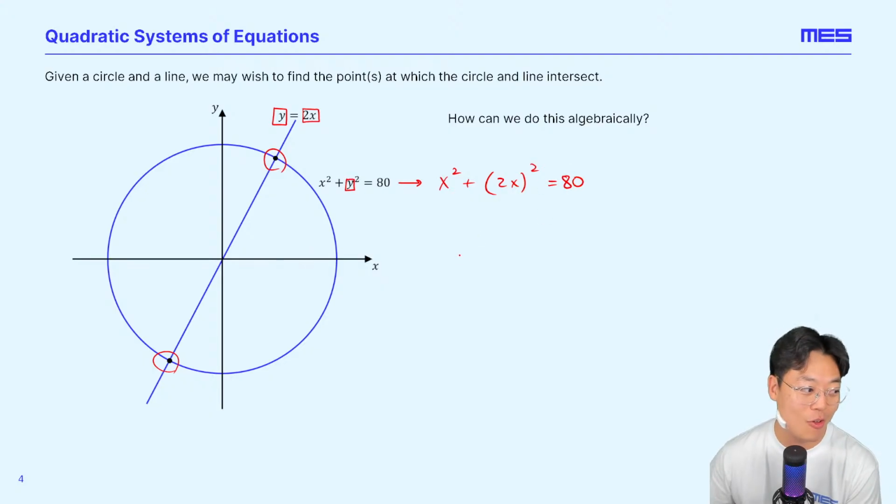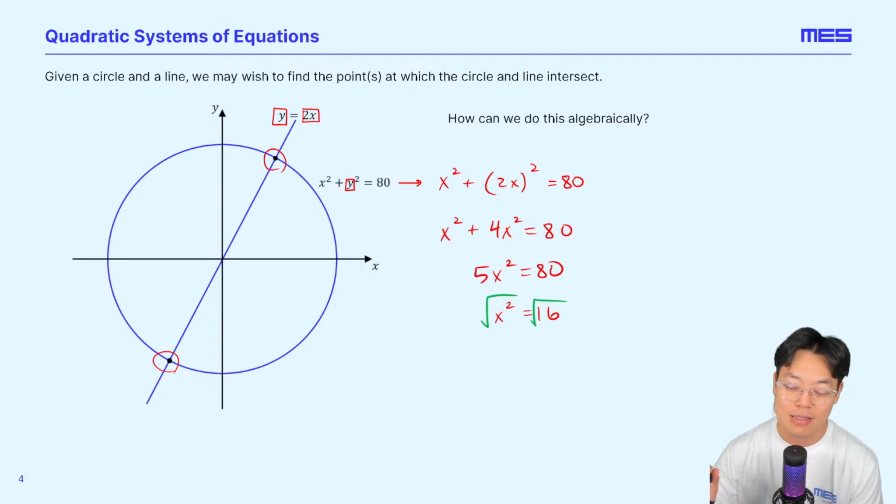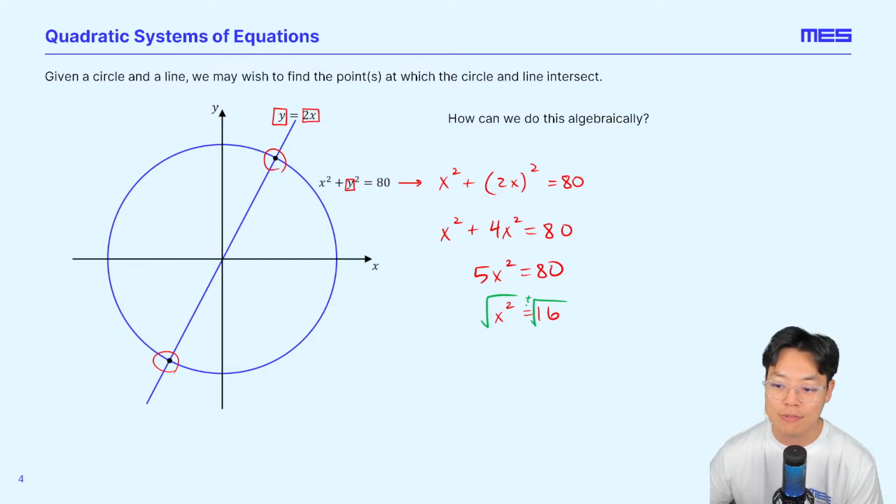And now I solve for x. X squared plus 4x squared is equal to 80. When we add these up, we get 5x squared is equal to 80. X squared is equal to 16. And now here is where we need to lock in and pay attention to detail. When we take the square root of both sides of an equation, we must consider both the positive and negative values of that square root. X is equal to positive or negative 4.